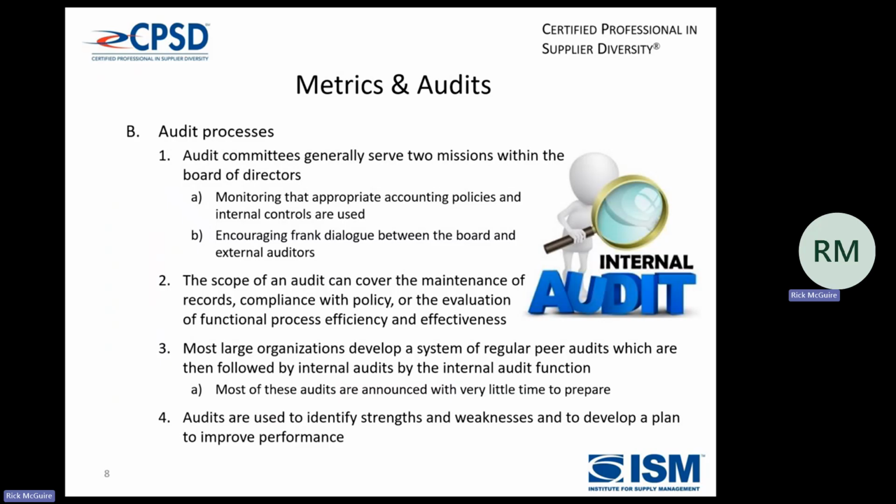Most large organizations develop a system of regular peer audits, which are then followed by internal audits by the internal audit function. So most large companies have an internal audit group, an unconnected person that comes down and inspects the supply chain management group. But you can also have the materials group come inspect the supply chain management group, or somebody from some other group as a peer audit. Or you can have one commodity manager inspect another commodity manager as a peer audit. Audits are used to identify strengths, weaknesses, and develop a plan.